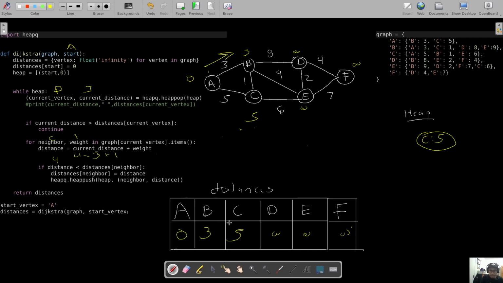Okay. And then we check. This is 5. And we know 4 is less than 5. So this gets changed to 4 because we realize 4 is the shortest path. So we realize the shortest path is ABC, not AC. Okay. And we change this in the heap to C4. Okay.